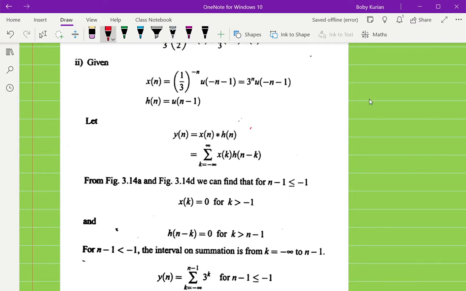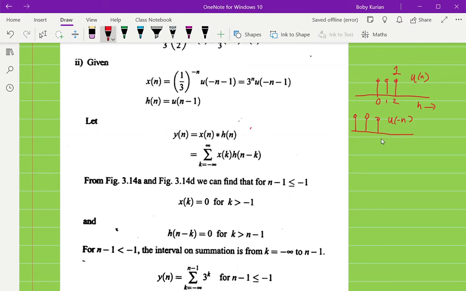u of n is the unit step function. So it is like this. It is equal to 1 for n greater than or equal to 0 here. So this is u of n. So u of minus n will be the time reversed form of it. It is like this. This is u of minus n.